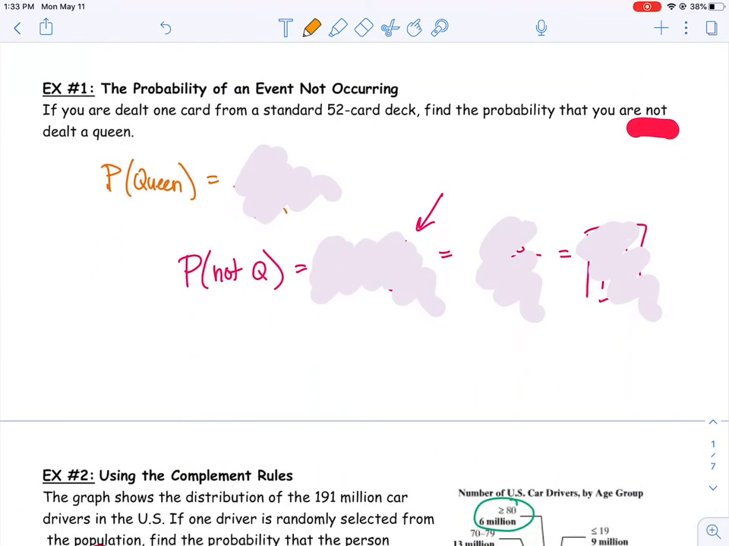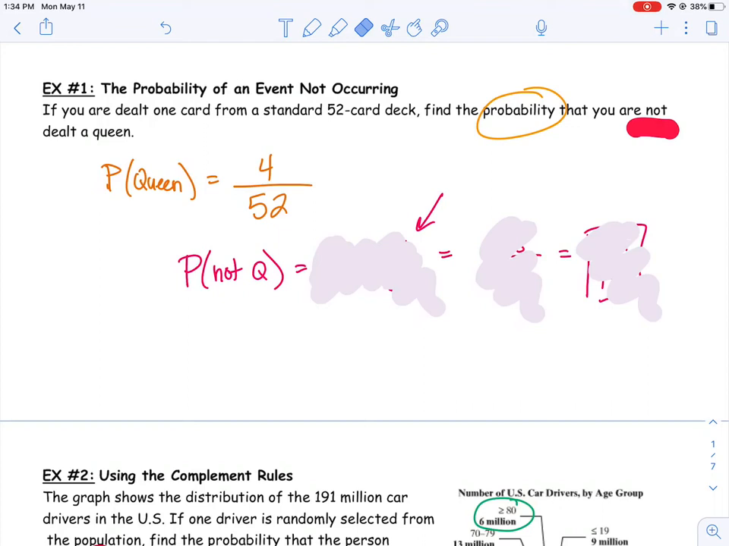Example number 1 says, if you're dealt one card from a standard 52 card deck, find the probability that you are not dealt a queen. It might be easier, though, to figure out the probability of getting a queen and then subtract it from the whole to figure out the probability of not getting a queen. So what's the probability of getting a queen? Well, how many queens are there out of the total number of cards? I got 4 out of 52. But we don't want to find the probability of getting a queen. We want to find the probability of not getting a queen.